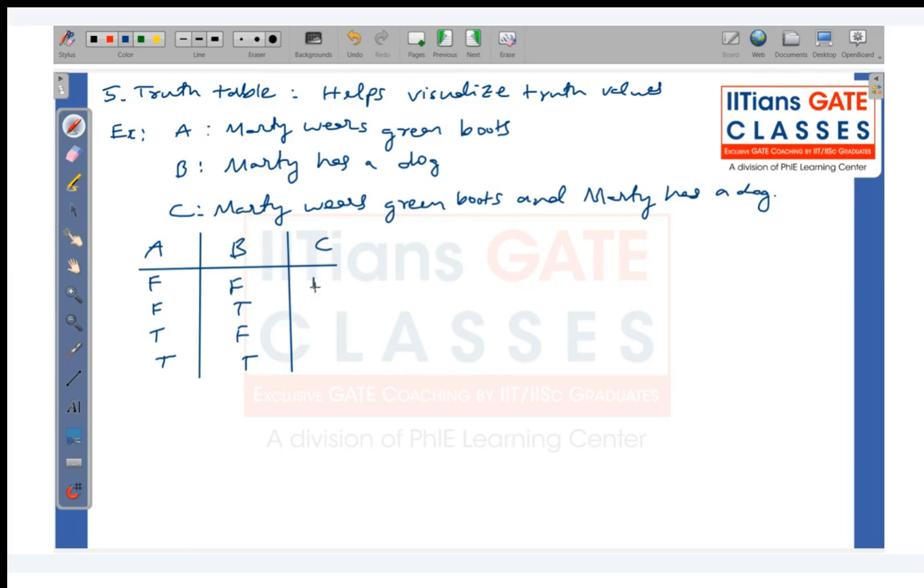F, and T. Since this is an AND gate, just 0, 0, 0, 0 and 1. Okay, I'm taking really simple examples. However, the initial part I've done by myself.